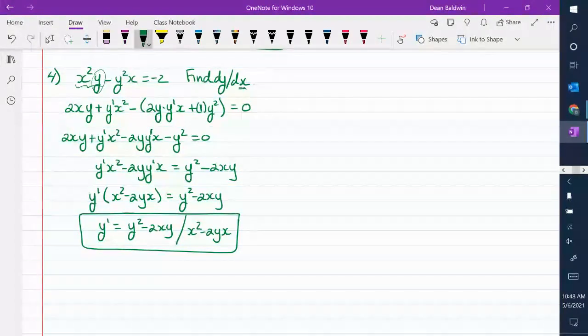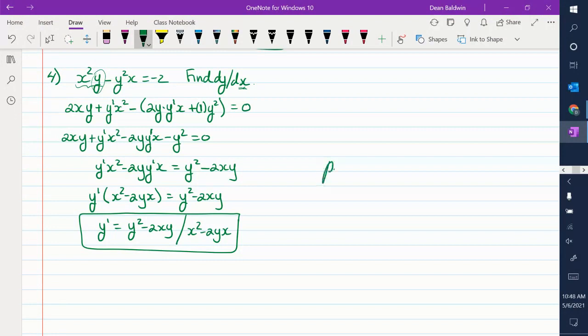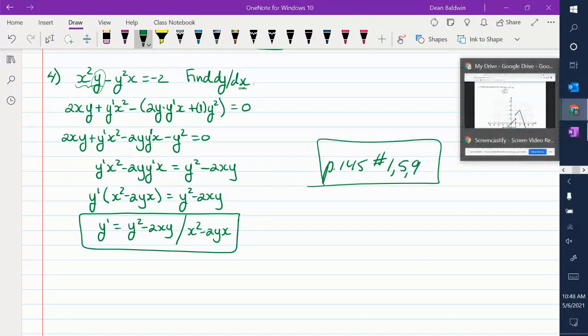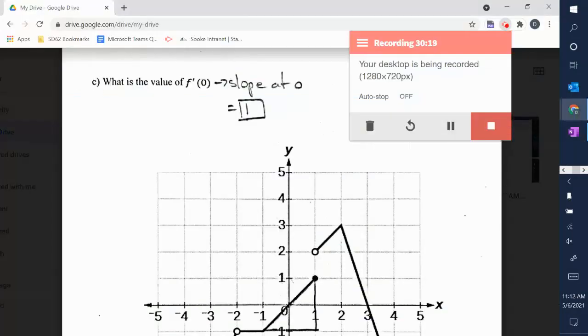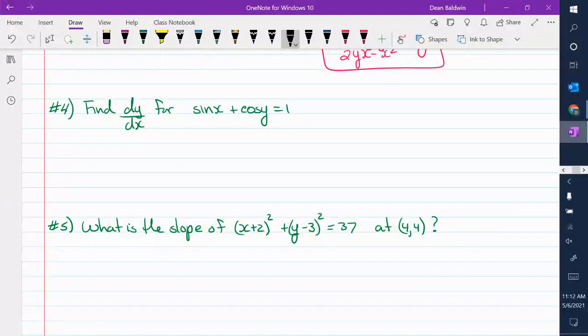Let's do page 145, numbers 1, 5, and 9, please. And I got one.